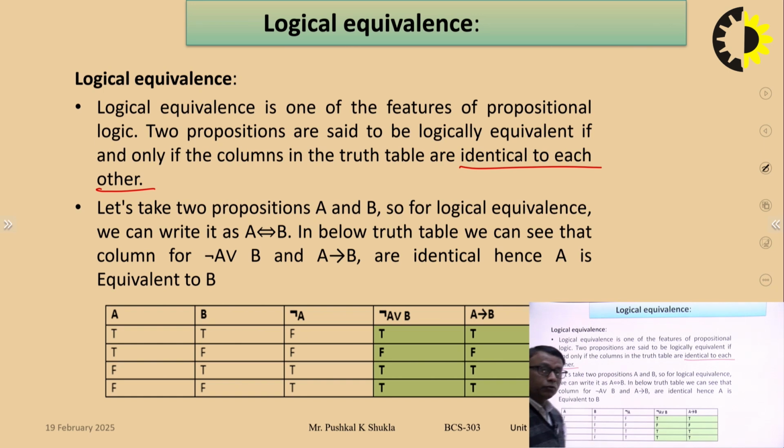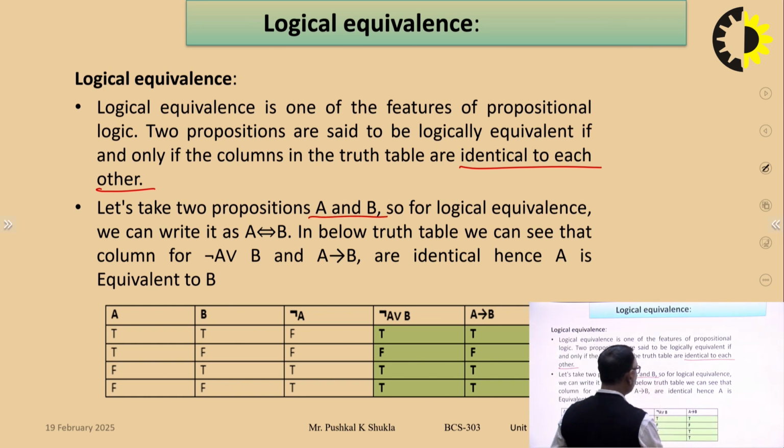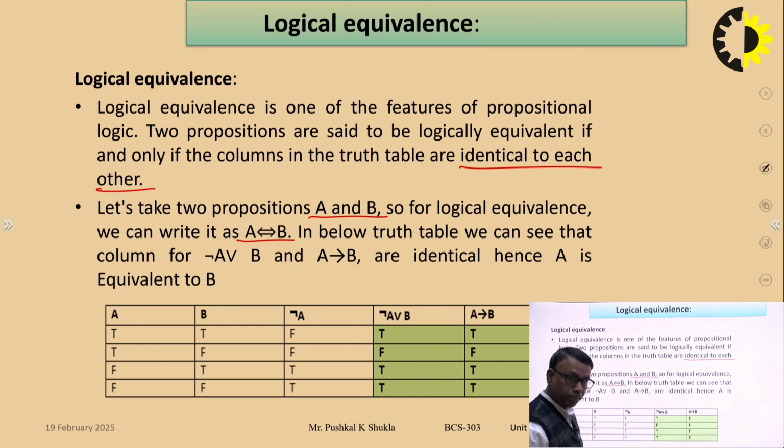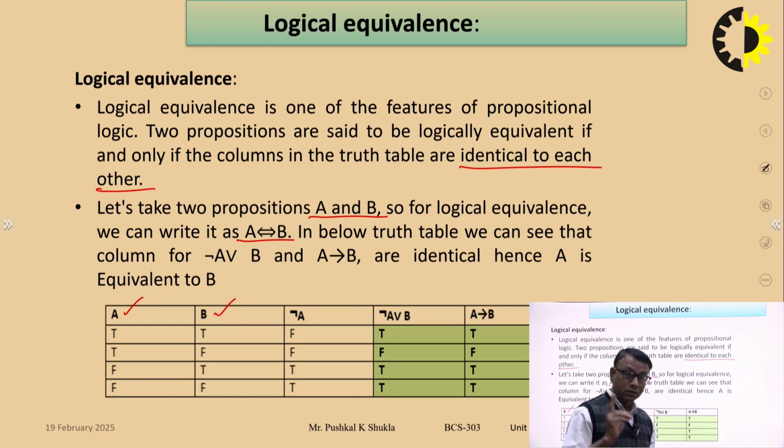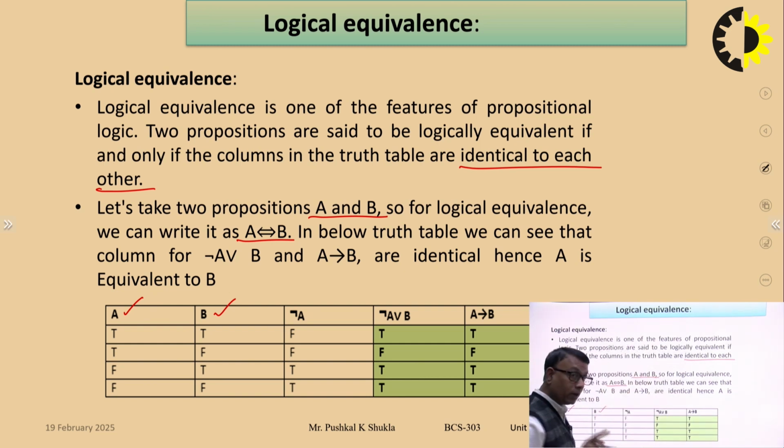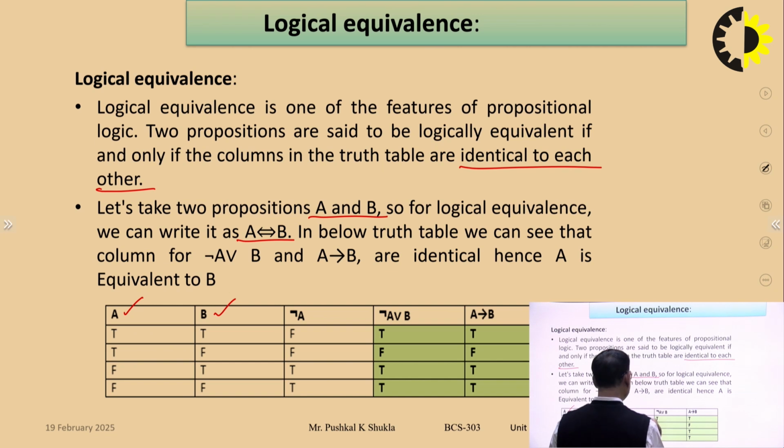Let us take two propositions, say A and B. So, for the logical equivalence, we can write A is logically equivalent to B. In the below truth table, we can see we take two propositions A and B, and the total number of possible cases will be, since two propositions are there, 2 to the power 2, that is 4. So, the possible combinations are true, true, true, false, false, true and false, false. So, we have to show that these are logically equivalent.